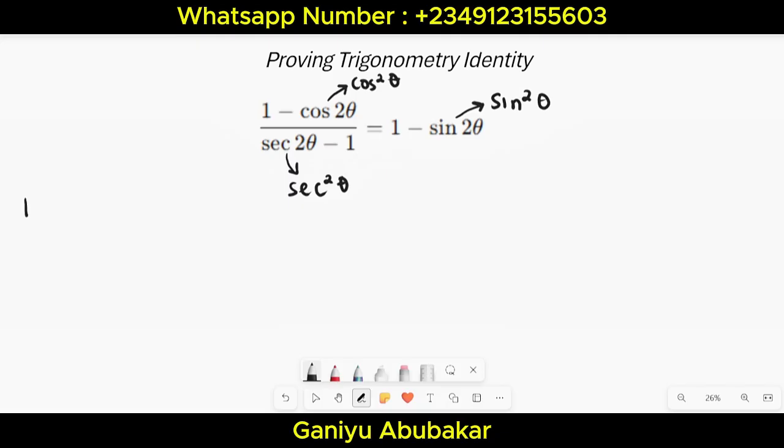Alright. So I'm having 1 minus cos squared theta all over sec squared theta minus 1. Alright. I want to prove this identity. What do I do? This is now equal to, since there is a possible way I can express this and this. Now listen and listen. Hold on.